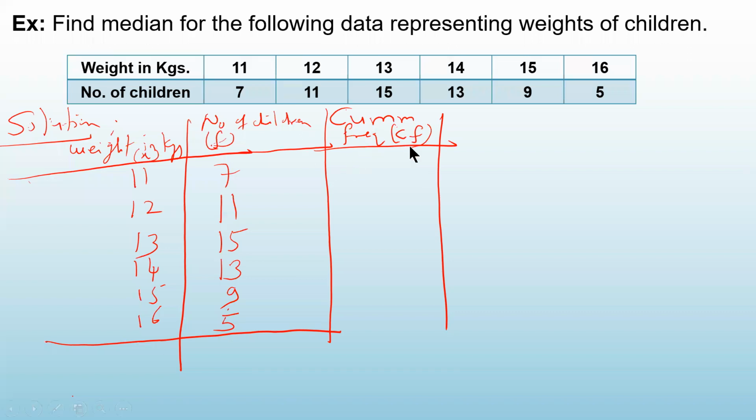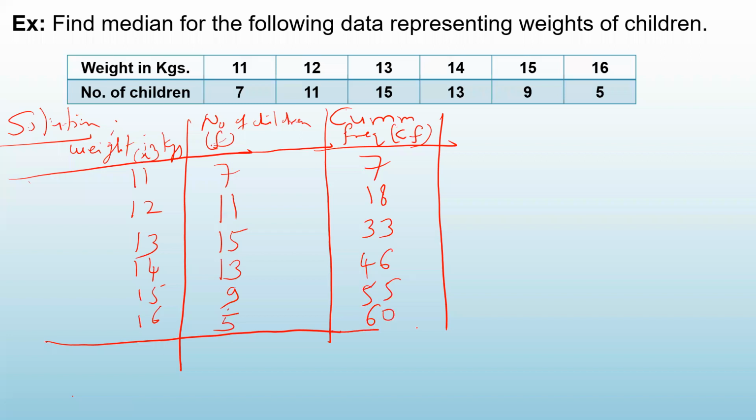Okay. So cumulative frequency, we have already seen how to find out. For the first one, it will remain same as 7. For the next one, 7 plus 11. How much it will be? 18. 18 plus 15, 33. Okay. 33 plus 13, 46. 46 plus 9, 55. And last one, 55 plus 5, that is 60.